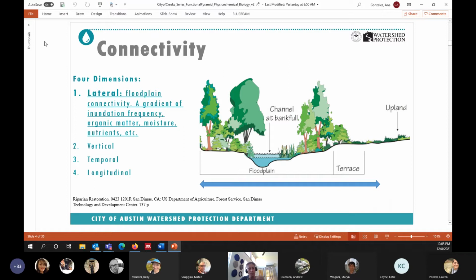I want to retake a little bit of the previous presentation by Shash and Lindsay on this concept of connectivity in our streams. Our streams are connected in more than one dimension, and this is an important concept. They are connected laterally from the center of the channel all the way to upland, riparian and upland, and a lot of the processes that happen there are responding along gradients of concentration of nutrients, gradients of moisture. So an important concept to keep in mind.